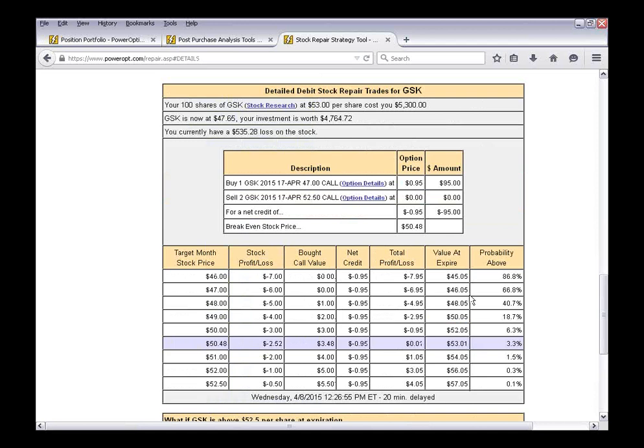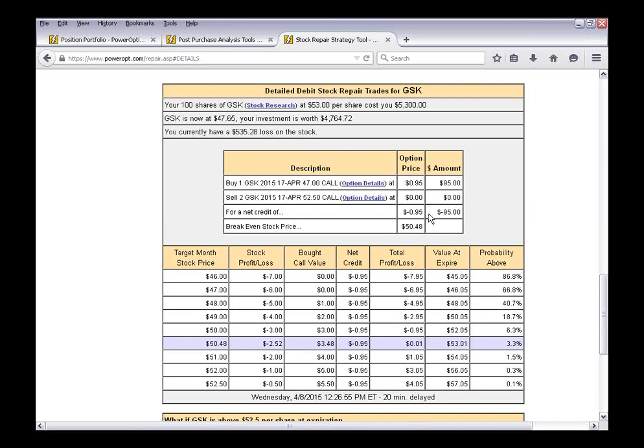Well, again, the system grabbed that ratio combination, and okay, you could probably get a little better than this actually, but it sees that we could buy an April 47 call for 95 cents. And taking the natural bid, we could sell two April 52.5 calls for 0. We could probably get 5 cents for that, so this would actually look a little bit better with a debit of only 85 cents as opposed to 95 cents. We'll take a look at that in a moment.